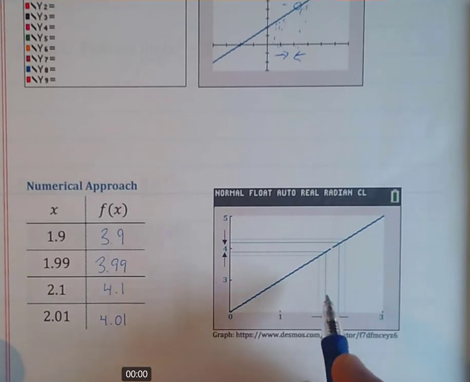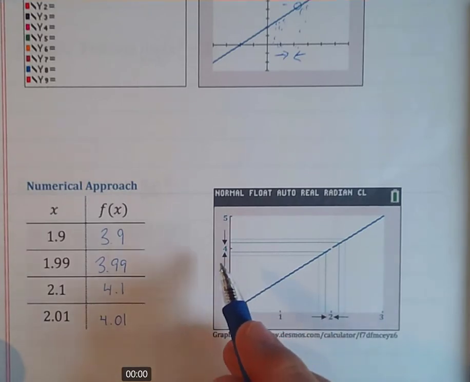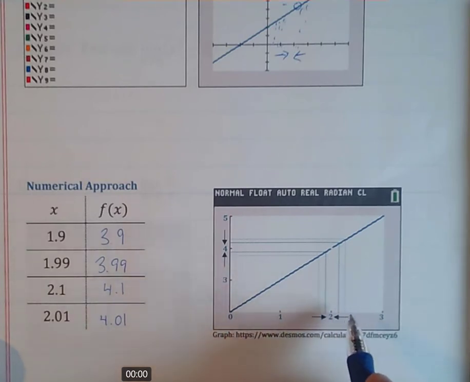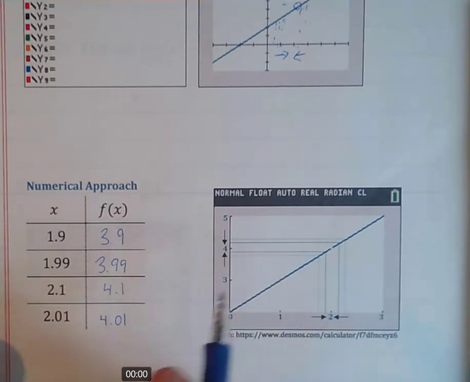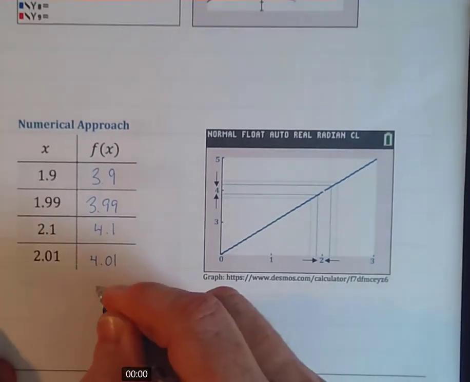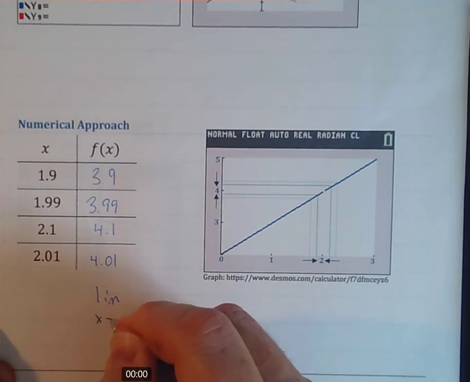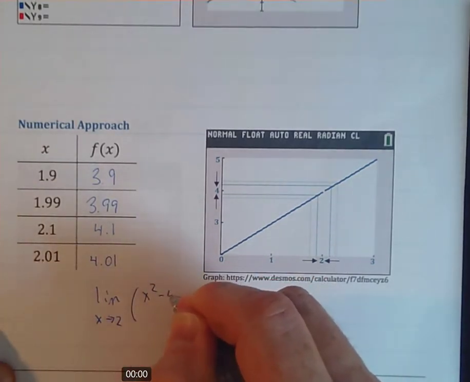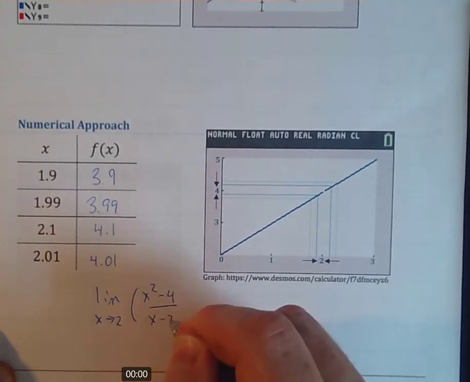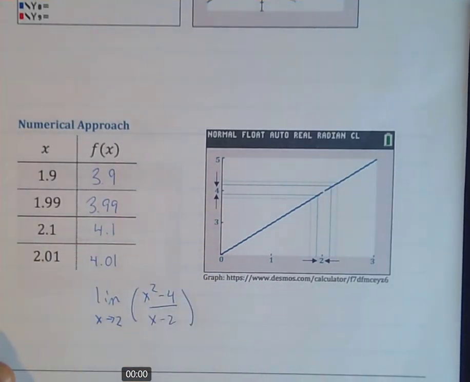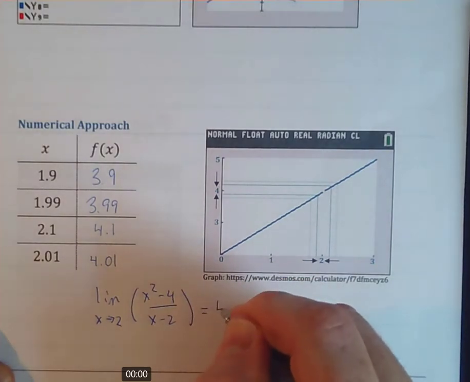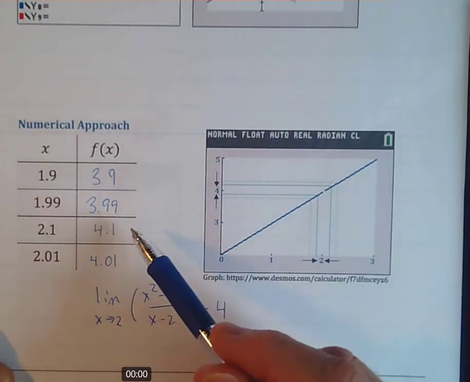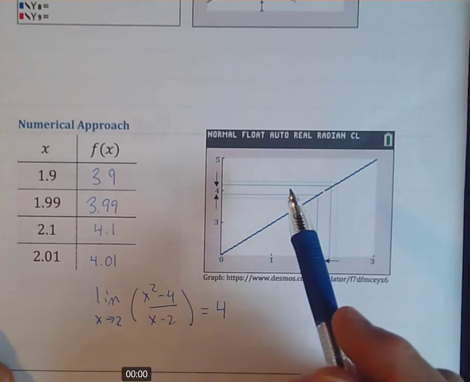And I can see it over here with the graph. The closer I'm getting to 2 with my x, the closer these numbers seem to be getting to 4. Or if I look at it coming from the right, the same thing happens. And so what happens here is I can say that the limit as x approaches 2 of my function, which is x squared minus 4 over x minus 2, the limit as x approaches 2 is equal to 4. And I've just done that numerically over here, and I've kind of taken a graphical approach as well.